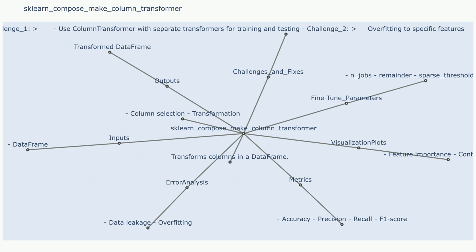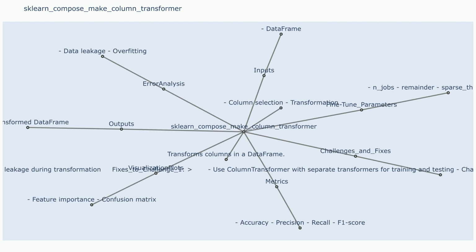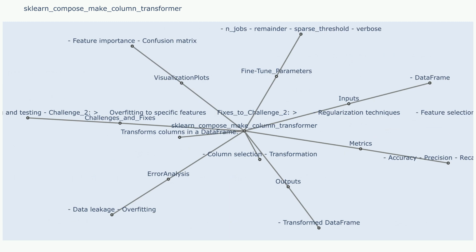Make column transformer takes a list of tuples where each tuple specifies a transformation to apply to a subset of columns. Transformation application: when you fit the column transformer, it applies each specified transformation to the corresponding columns. Remainder handling: the remainder argument defines how to handle columns not explicitly included in the transformers.